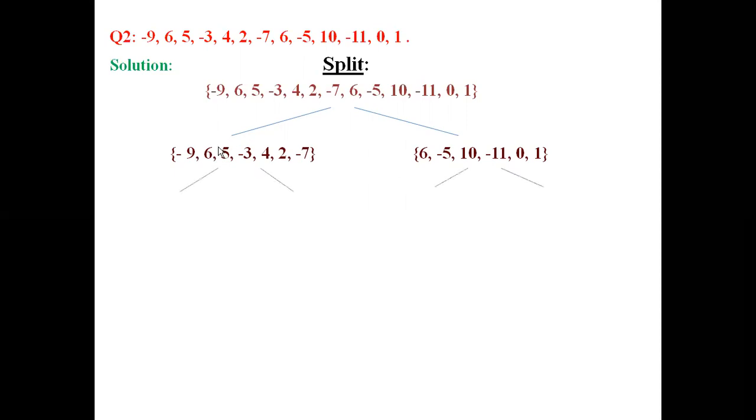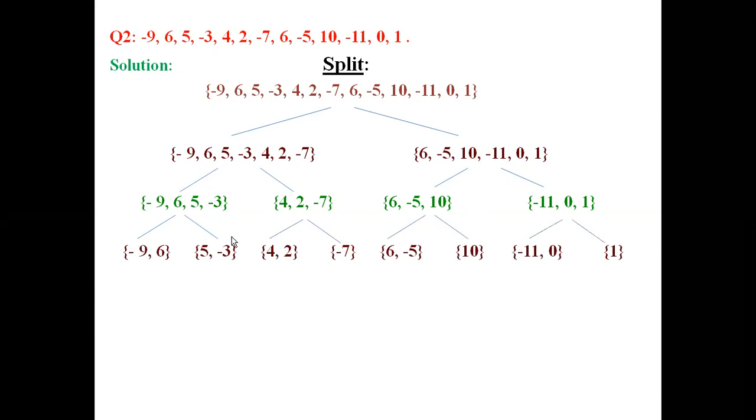Again, we split. 7 elements we have. So odd number. So 4 elements to the left and 3 elements to the right. Again, in this set also, there are 6 elements. So 3 and 3 elements we are splitting. Then we have minus 9, 6, 5, minus 3, 4, 2 elements. So split exactly into half. So two elements are taken to the left and to the right.